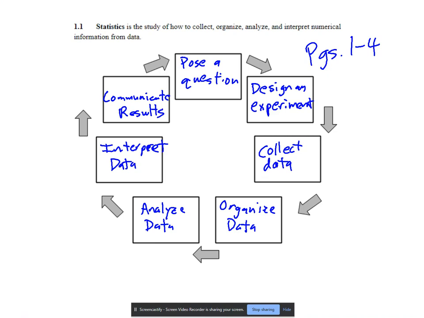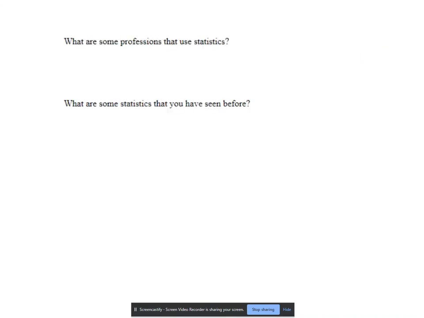pieces of data. And this is kind of the system you would use to go through a statistical analysis of something. So these questions I'll let you answer on your own. Maybe that's something we'll discuss.